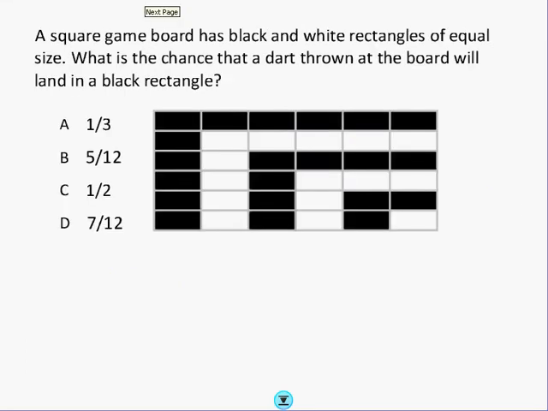Okay, this is even easier. The area that we want it to land in is the black rectangles, and the area that it can land in is the area of the entire board. Okay, let's just count tiles. 6 plus 5 is 11, plus 4 is 15, 18, 21, and the entire board is 6 by 6, which is 36. I can simplify this fraction either in my calculator or just dividing through by 3.